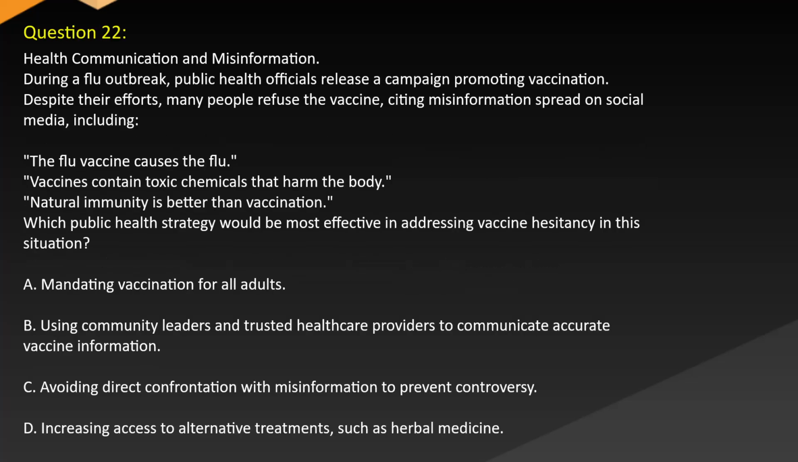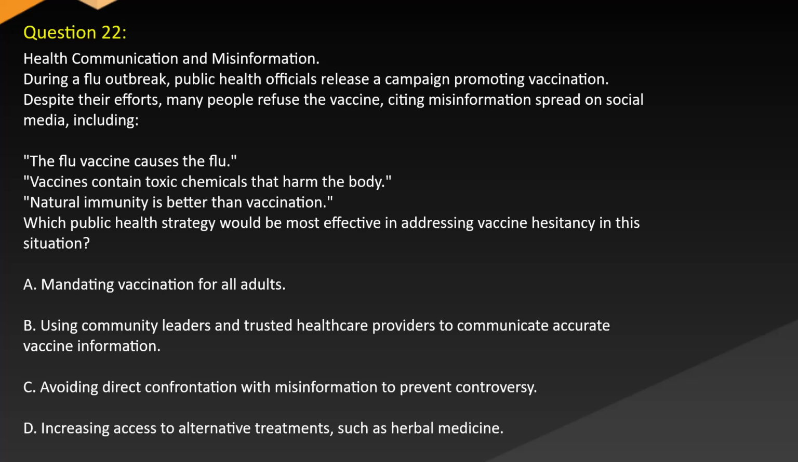Question 22. Health communication and misinformation. During a flu outbreak, public health officials release a campaign promoting vaccination. Despite their efforts, many people refuse the vaccine, citing misinformation spread on social media, including: the flu vaccine causes the flu, the vaccines contain toxic chemicals that harm the body, and natural immunity is better than vaccination.